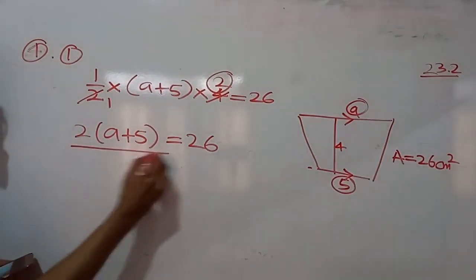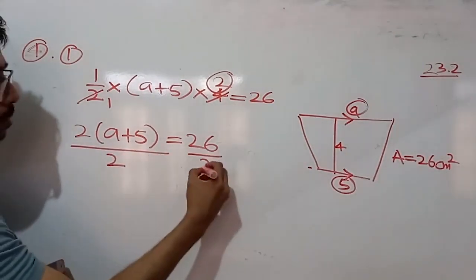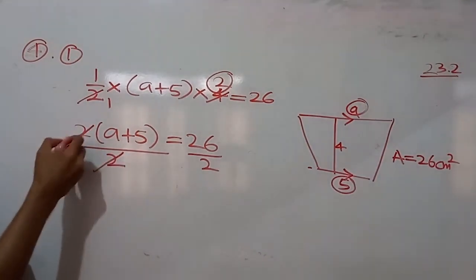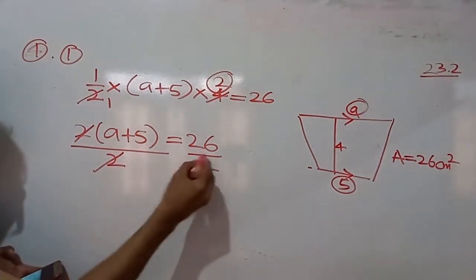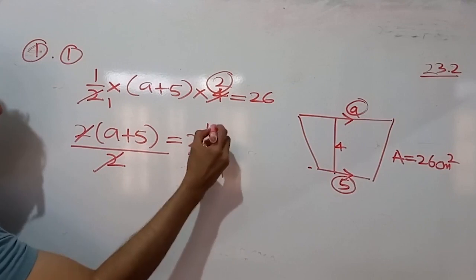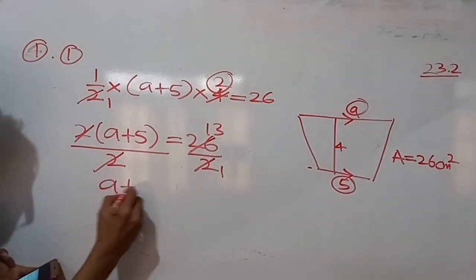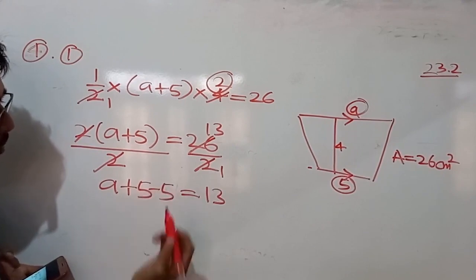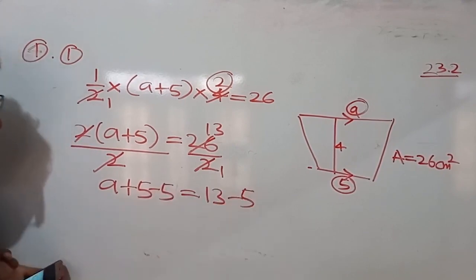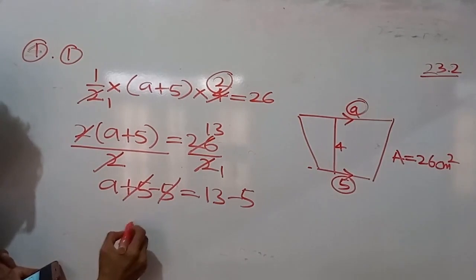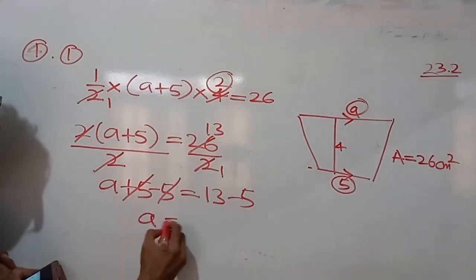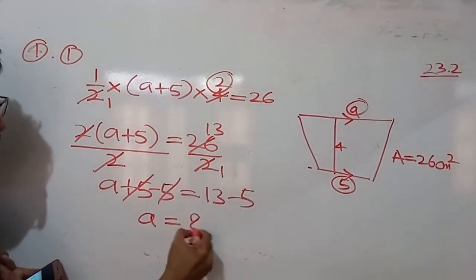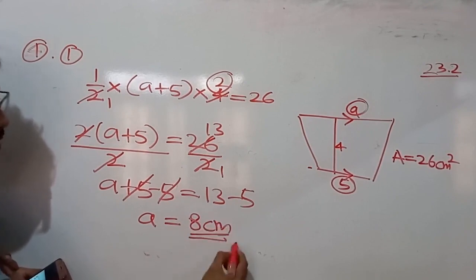Now I'm going to divide this side by 2. So I have to do the same thing to the other side. So I can cancel out the 2. Now then 2 times 1 and 2 times 13. So A plus 5, that will be equal to 13. So I can put minus 5, do the same thing to the other side. Cancel out these 2 5s. So A will be equal to what? 13 minus 5, 8 centimeters.